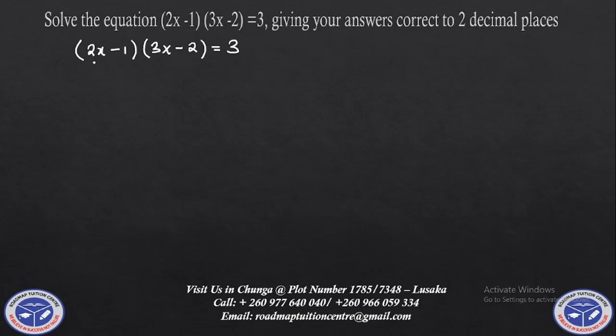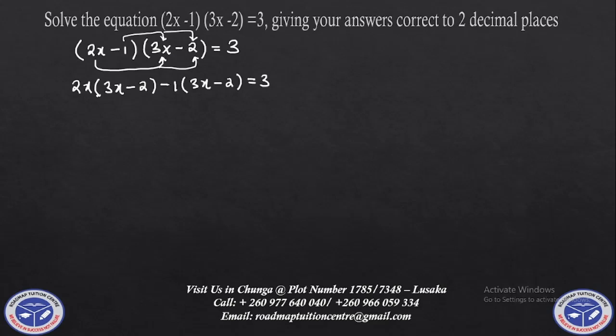If you look at this 2x there, this 2x is multiplying everything that is in these brackets. Then this negative 1 here is also multiplying everything that is in that bracket. So how do you write it? We're going to say 2x(3x - 2) - 1(3x - 2) = 3.